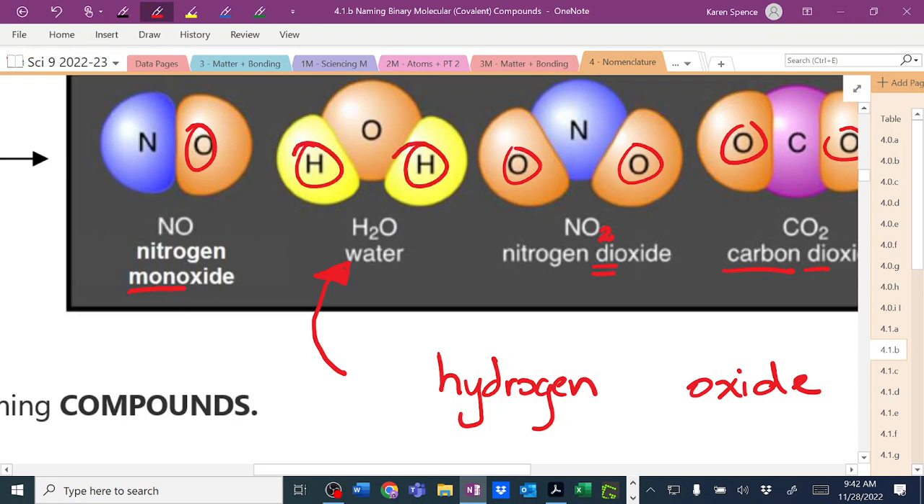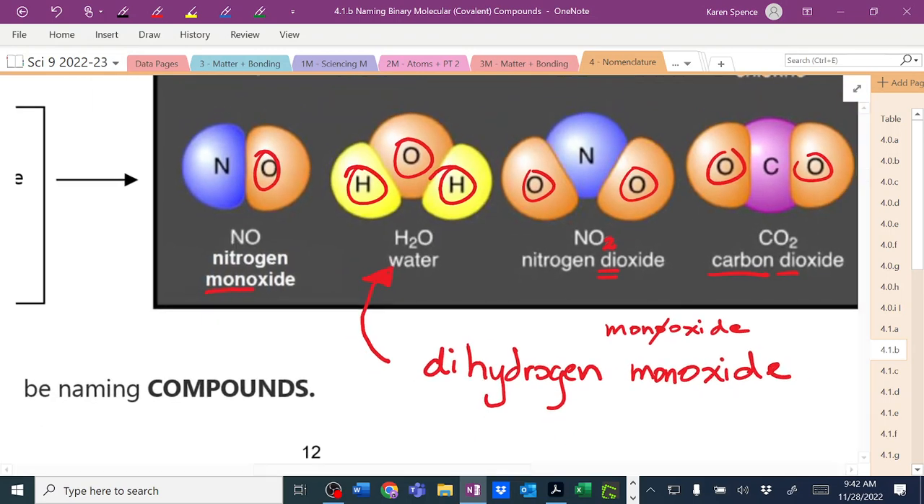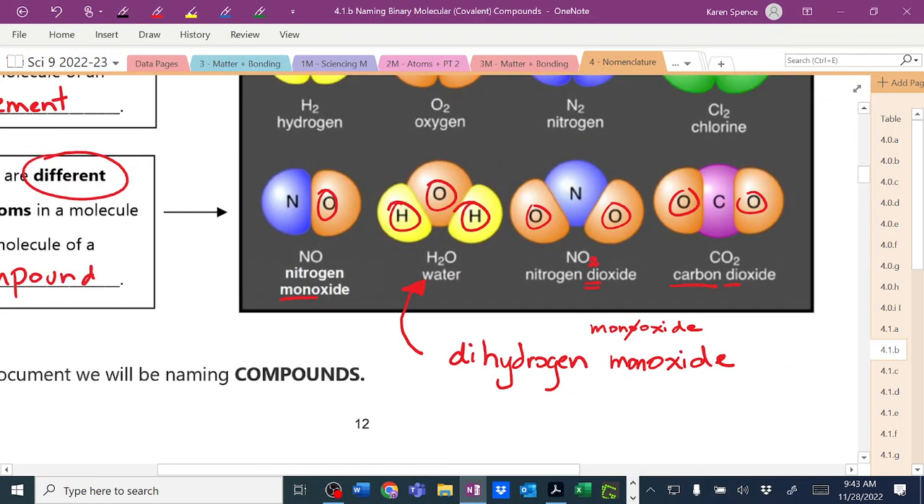We have two hydrogens. What prefix would we use? Di. Dihydrogen. We have one oxygen. And I know the prefix is mono, but can you imagine if we wrote monooxide? It starts to look like monooxide. So when we have an O in front of oxide, we drop that O so it doesn't look and sound silly. Okay? So that's an introduction to how we do it.